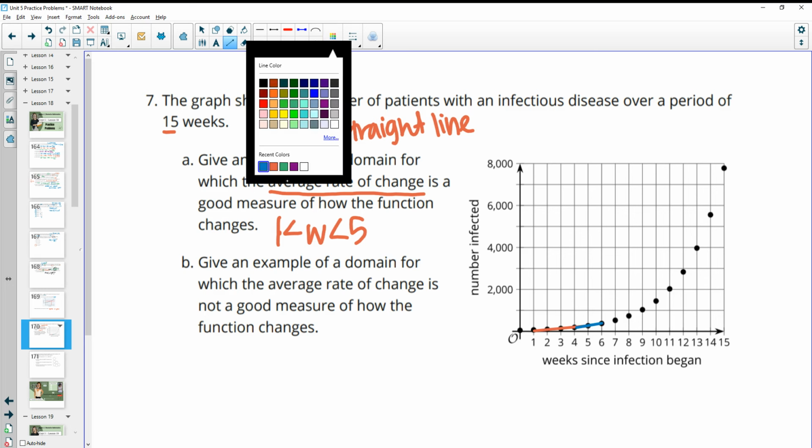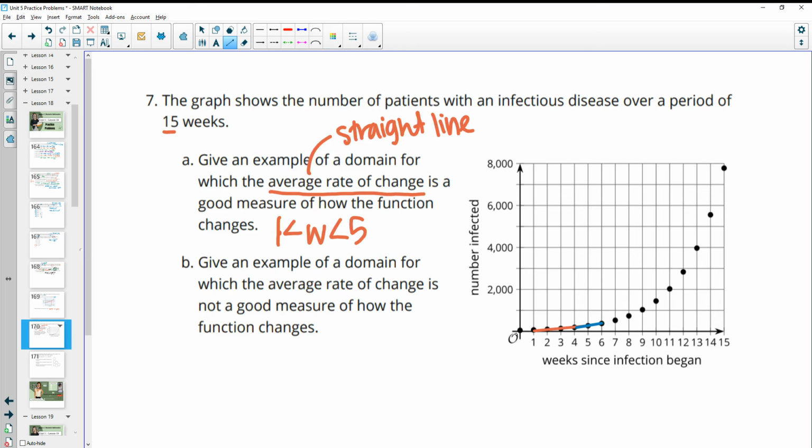You could do 0 to 1. You could do 0 to 2, 0 to 3. You could even probably do 0 to 6, which looks pretty close. Maybe it's missing a couple of points, but it still feels like a pretty good indicator. So there are lots of different answers you could have there, and also lots of different answers for the other one, where it asks for a domain that's not a good measure.